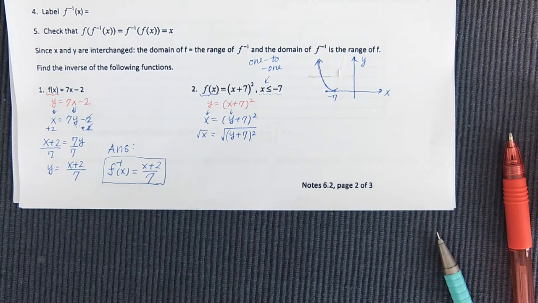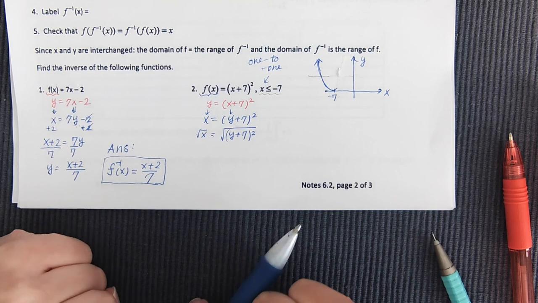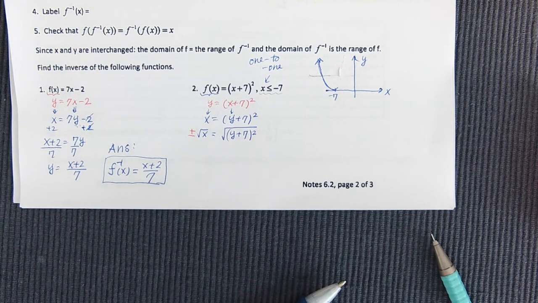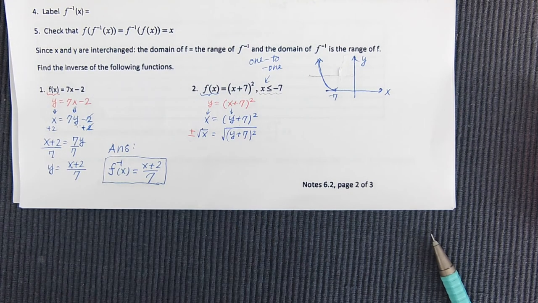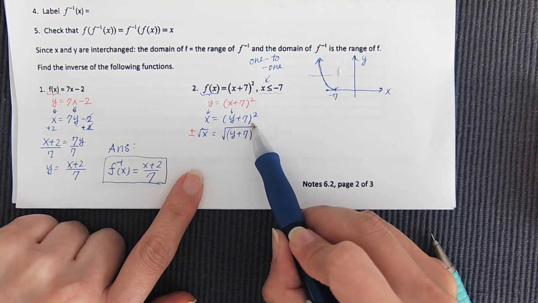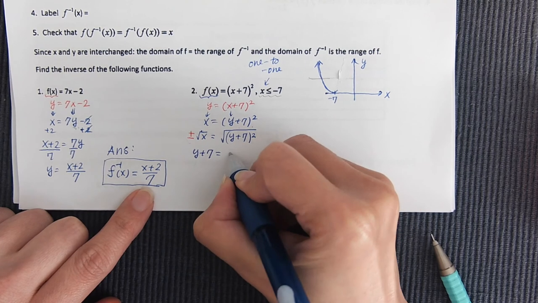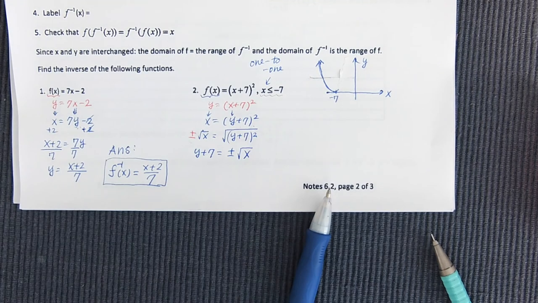But, do you guys remember, if you put the square root, what do you normally have to put? Plus or minus. Okay, I'm gonna put the plus minus sign, because that's the rule: if you put the square root, you need the plus minus sign. Then the square and square root cancel out, so it becomes y plus 7 equals plus minus radical x. Then you subtract the 7.